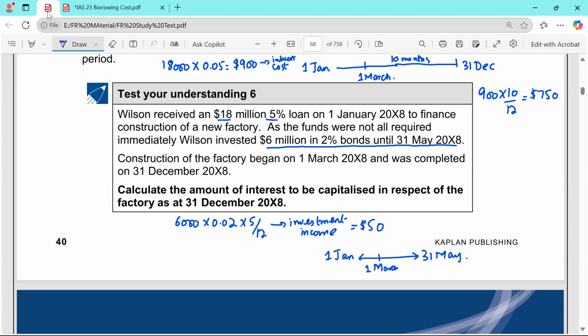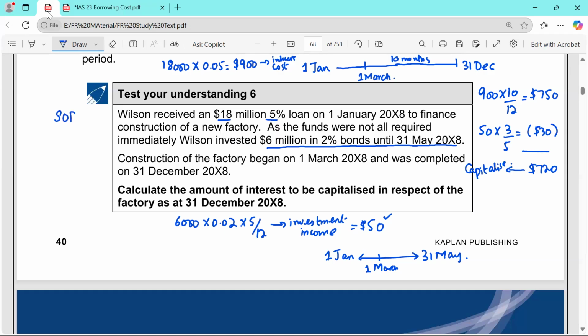So 50 was the investment income for 5 months. We just calculated that. And out of that, 3 months we have to deduct while calculating the cost capitalized. So this will give you 30, and the cost that you will capitalize is 720. This is the cost in respect of interest or borrowing you are going to capitalize. Any question you want to ask, you can ask.